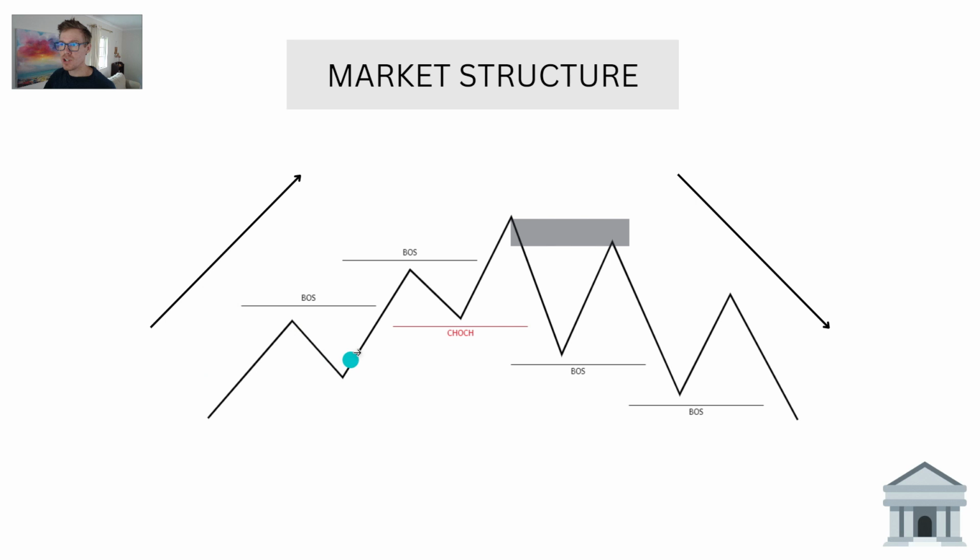We get these break in structures, which is the continuation. Then all of a sudden we get this break in structure, breaking this main trend line over here. This is what we call the change in character. And usually this break leaves behind a supply zone. This would be our entry.